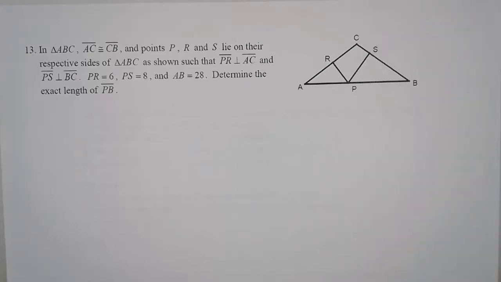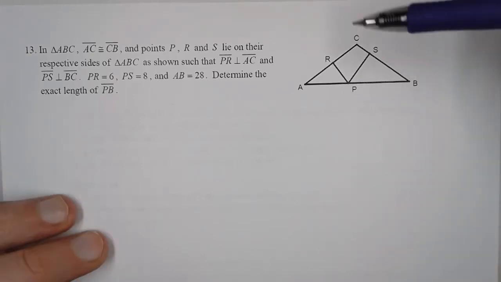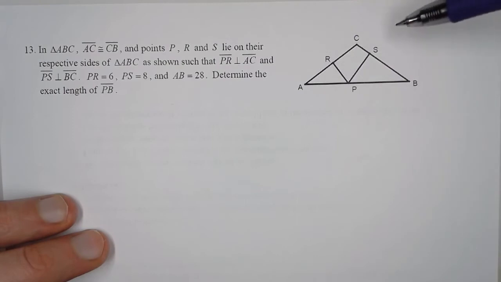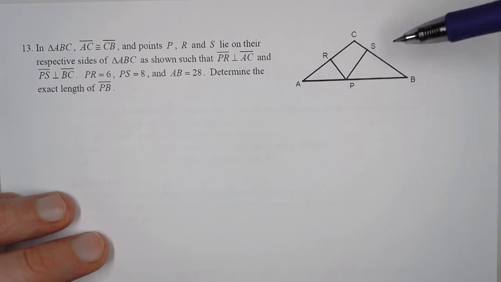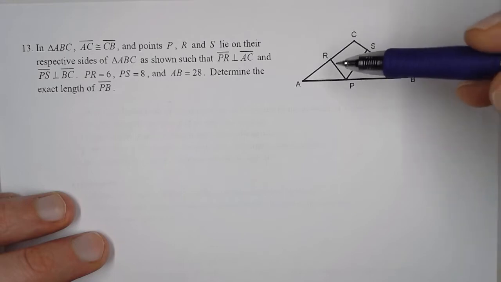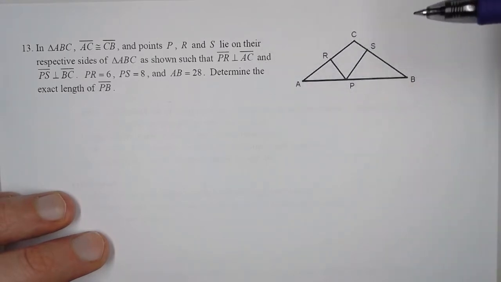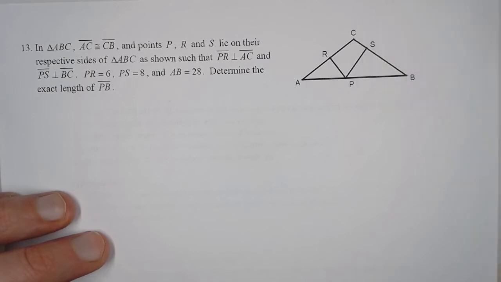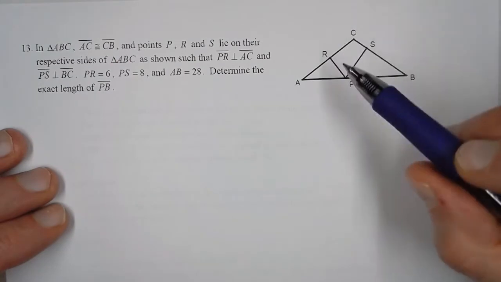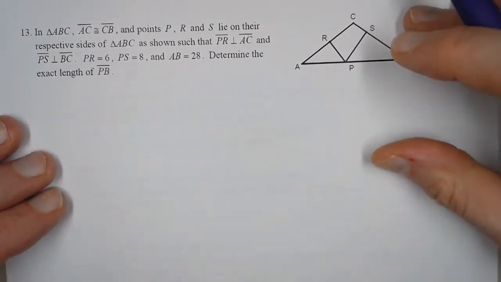In this problem, we're given triangle ABC, and they tell us that AC and CB are congruent. So this is an isosceles triangle, and that's going to be very important in a second. Points P, R, and S lie on their respective sides of ABC, as shown, such that PR and AC are perpendicular, and PS and BC are perpendicular. PR has a length of 6, PS has a length of 8, and AB has a length of 28. So we want to determine the exact length of PB.